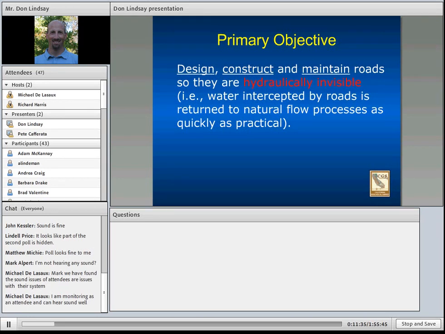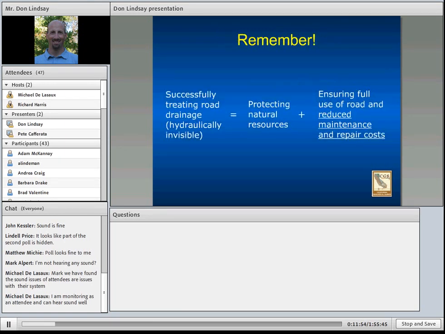To reduce road drainage-related impacts, we must design, construct, and maintain roads so they are as hydraulically invisible as possible. A hydraulically invisible road is one that maintains the natural flow of water within the watershed. I'd like to stress early in this presentation that the benefits in successfully treating road drainage are significant. It not only protects the natural resources, but it also ensures full use of the road and reduced maintenance costs. It truly is a win-win.